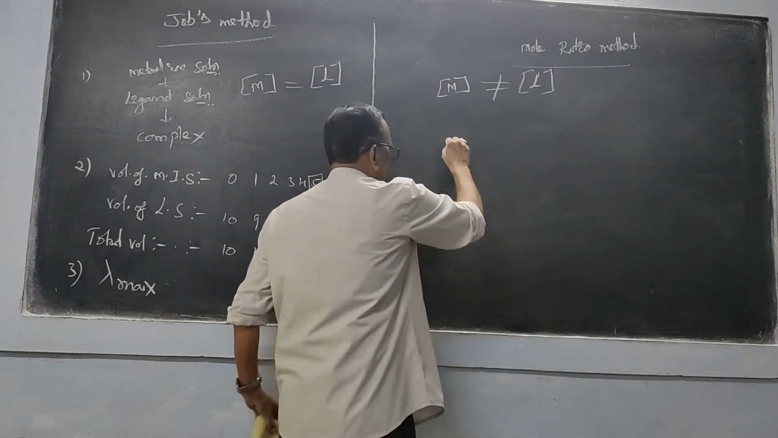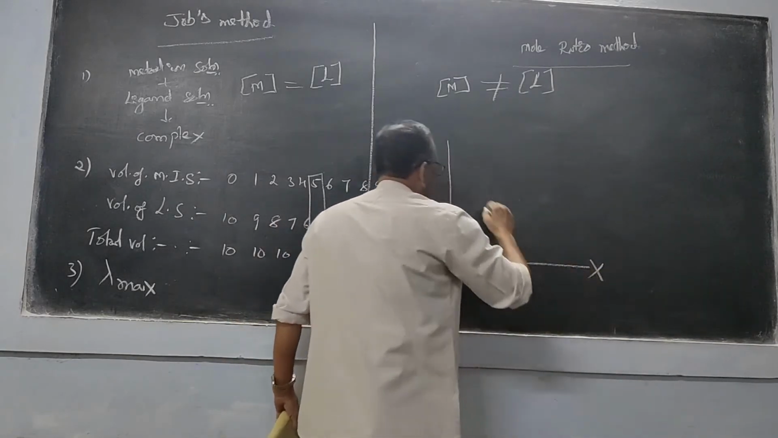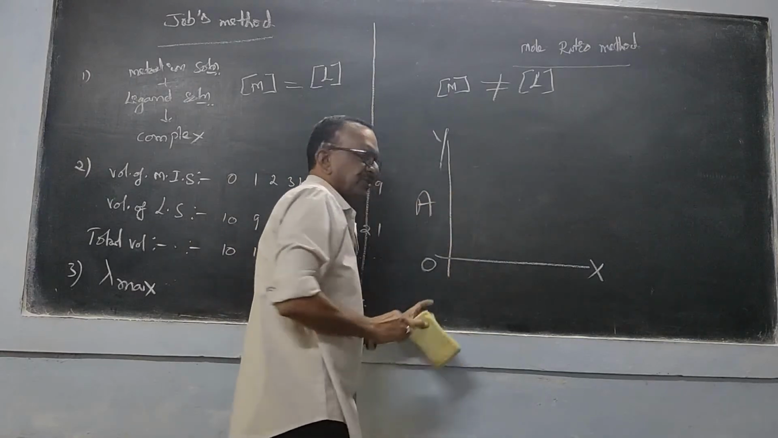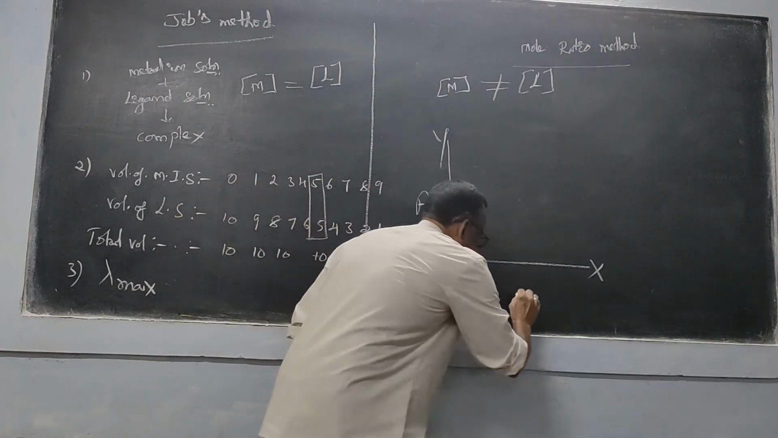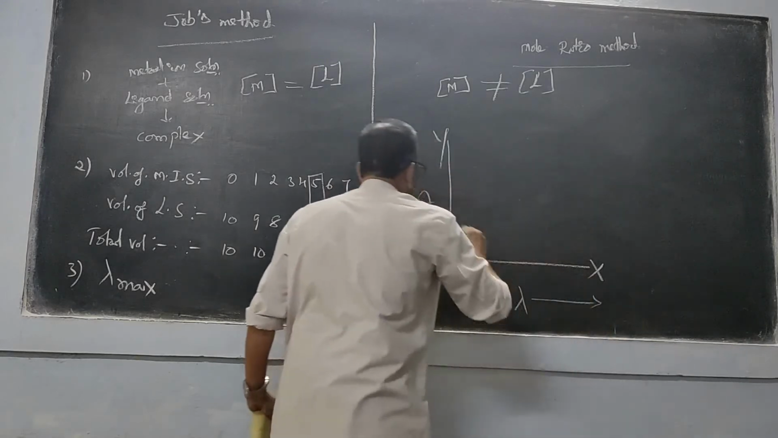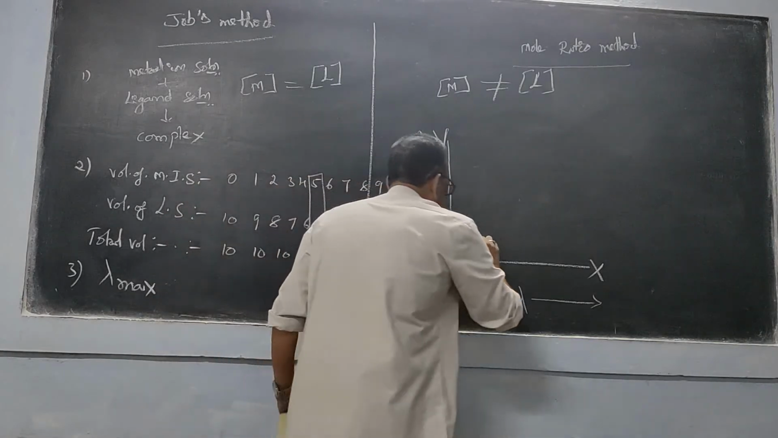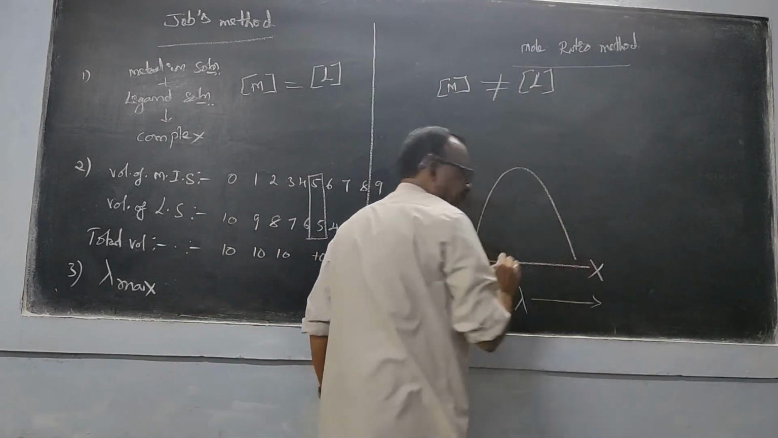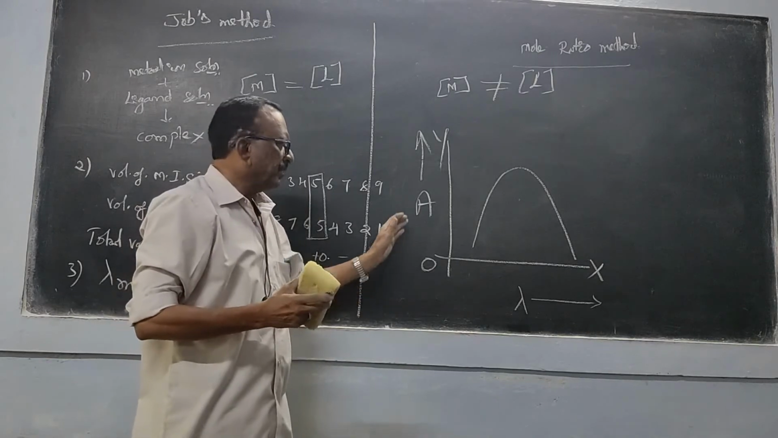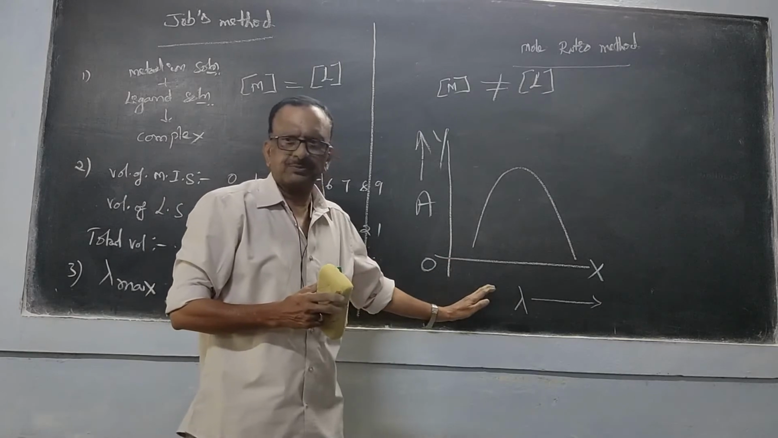Now here, generally in the case of the graph, absorbance is taken on the y-axis and wavelength is taken on the x-axis. Absorbance values are increasing like this. Now we get this curve like this. This is the graph we are getting by plotting a graph between absorbance and wavelength.